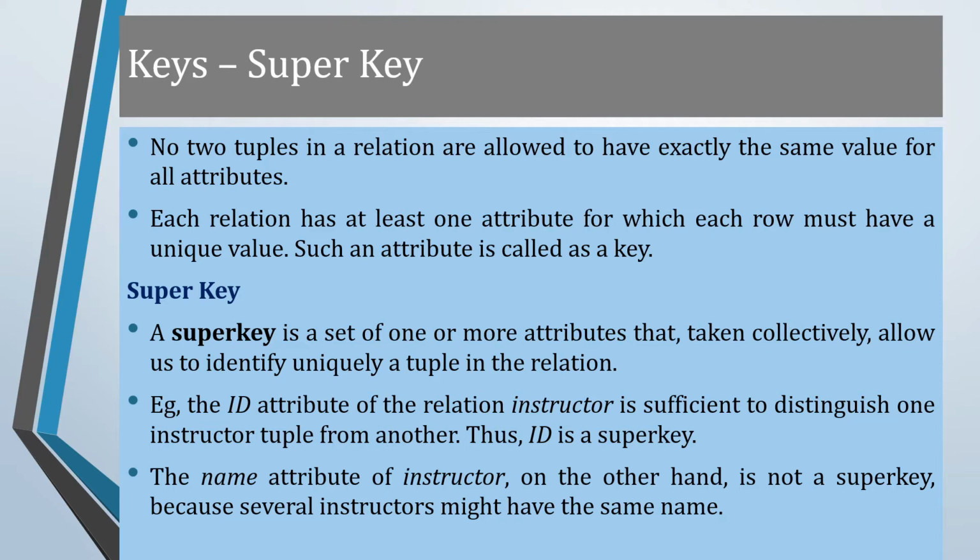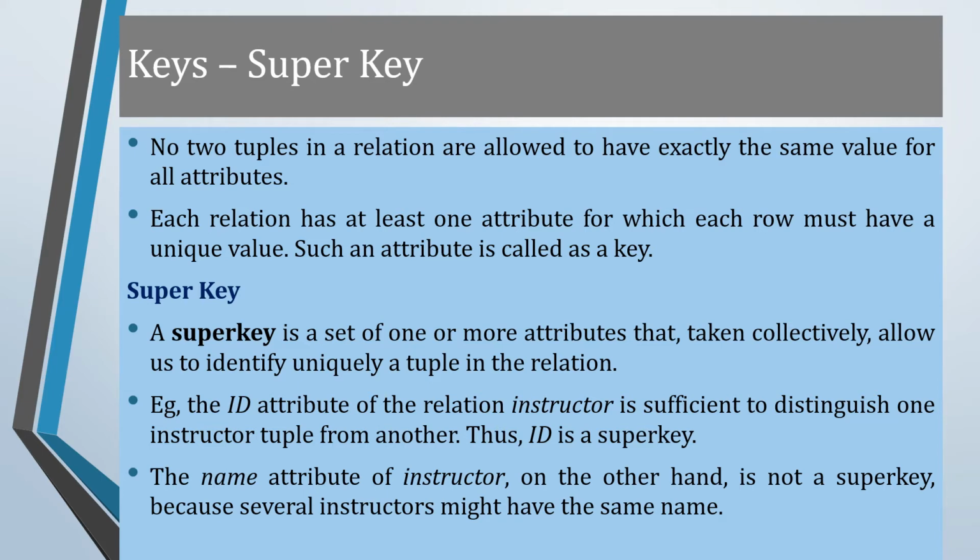First, let us look into the super key. A super key is a set of one or more attributes that, taken collectively, allows us to identify uniquely a tuple in the relation. For example, the roll number of a student relation or the ID attribute of the relation instructor. These are enough to distinguish one tuple from another in their respective relations, right? So these attributes can be the super key of those particular relations. Whereas the name attribute of an instructor or a student cannot be taken as a super key. Why? Because several instructors or students might have the same name.